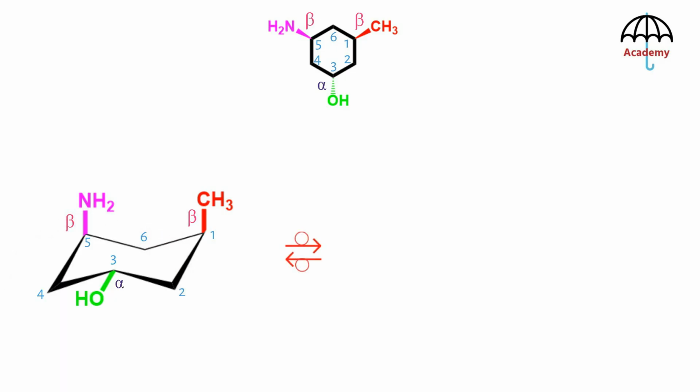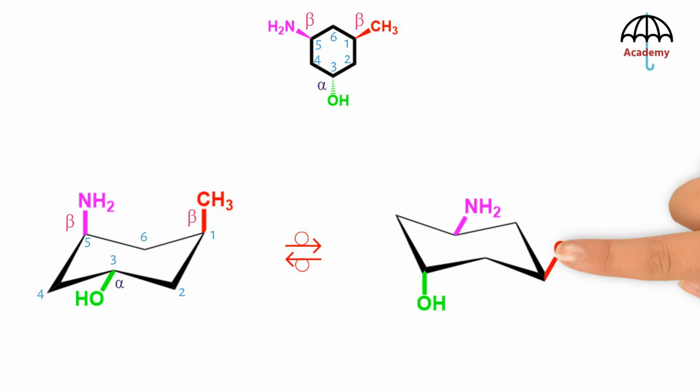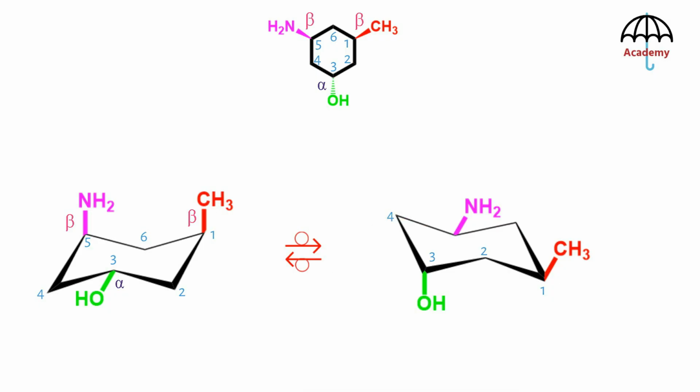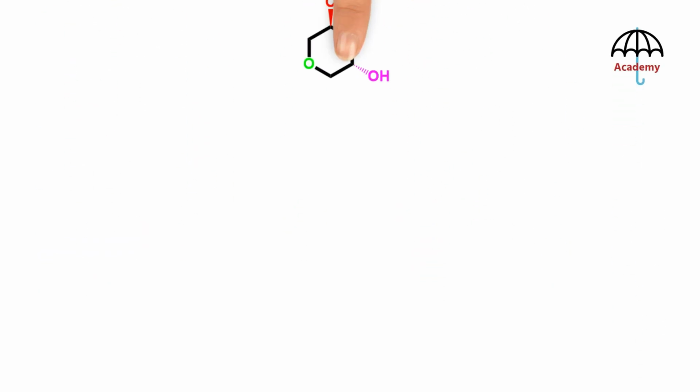Upon ring flipping, it will appear like this. So that up carbons become down and down carbons become up. Also axial becomes equatorial and equatorial becomes axial. But beta remains beta and alpha remains alpha. Consider this substituted pyran derivative. Number the ring starting from oxygen. Methyl is beta and hydroxyl is alpha.